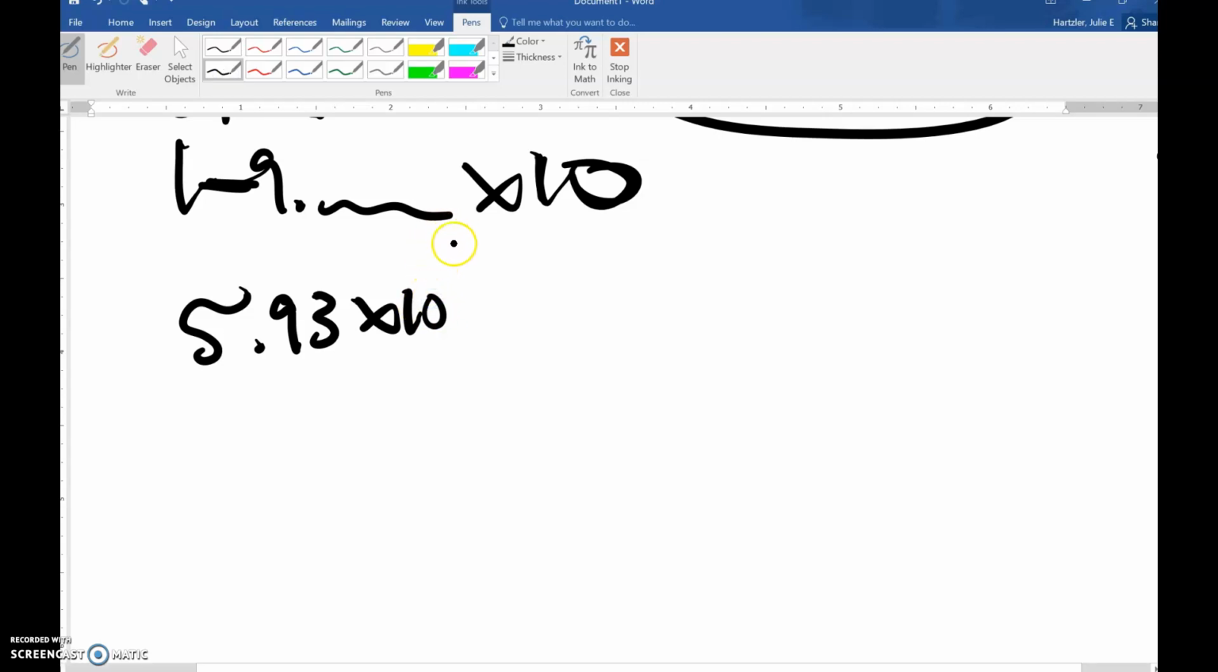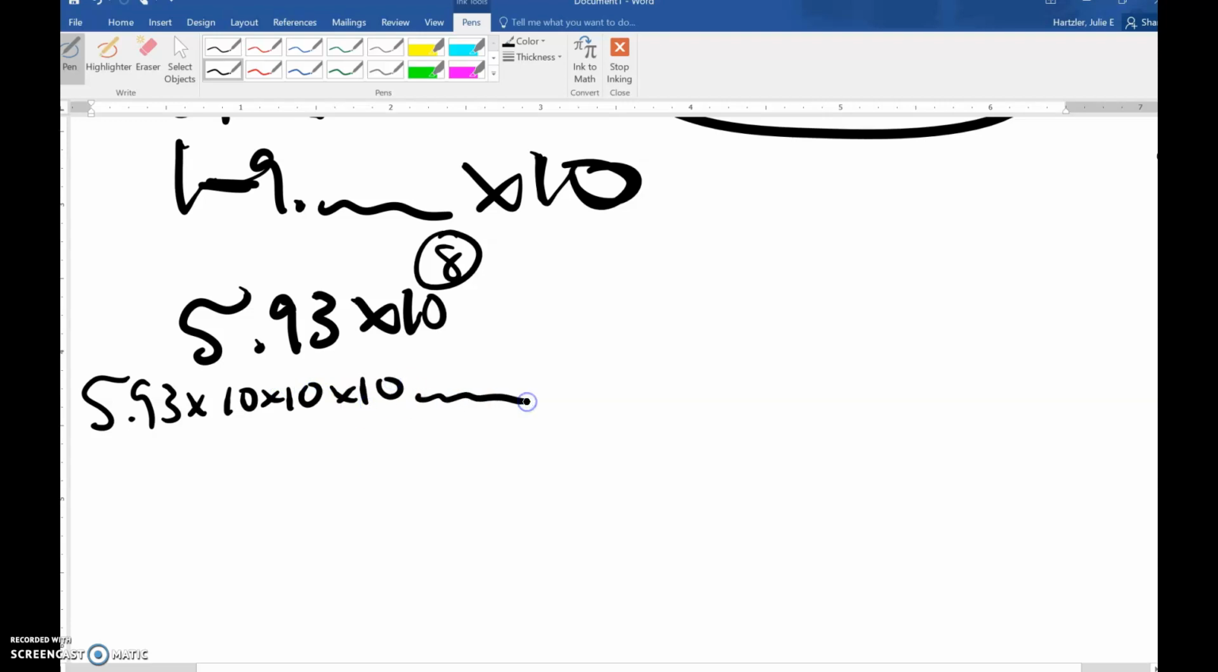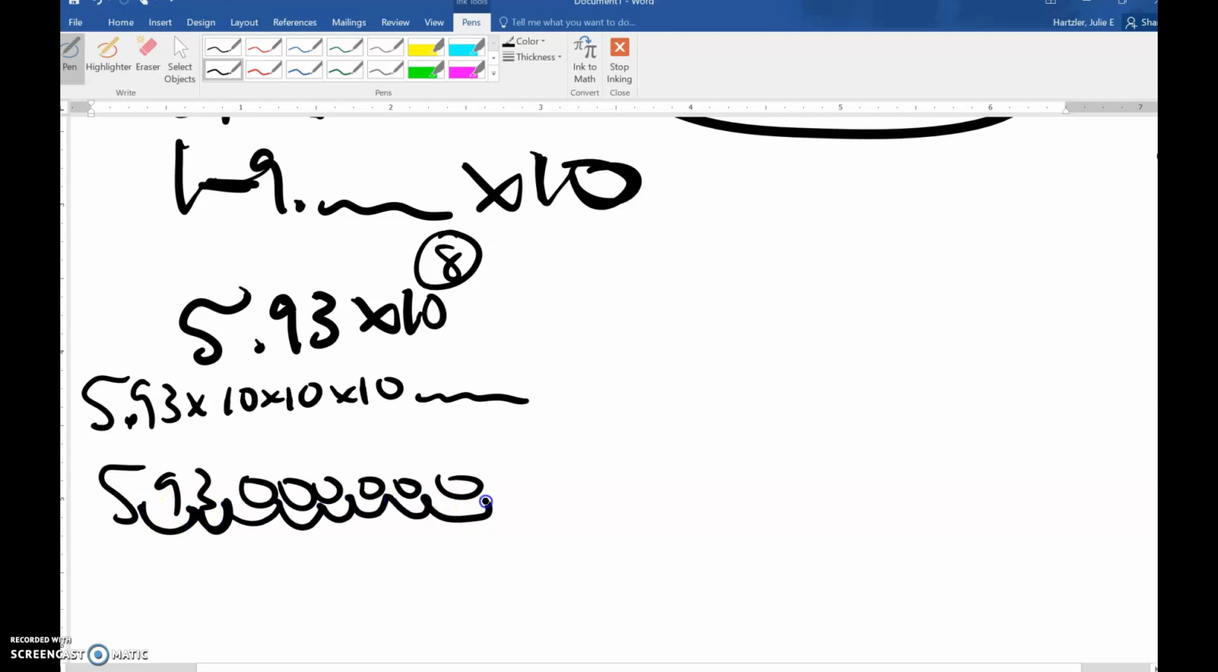10 to the 8th. So this is a positive exponent. This is going to be a huge number. What you're doing here is you're multiplying by 10 times 10 times 10, 8 times. So that's going to move the decimal 8 jumps. 1 jump, 2 jumps, 3, 4, 5, 6, 7, 8. So what is that? 593 with 1, 2, 3, 4, 5, 6 zeros. So 593 million.